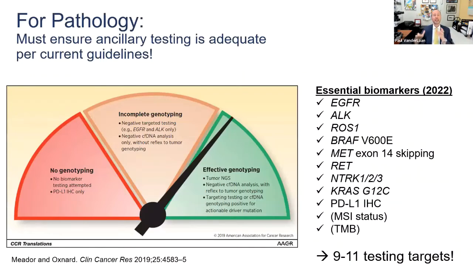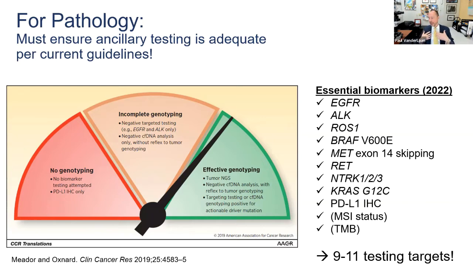In contrast to the 2018 CAP guidelines, where the only three you have to test are EGFR, ALK, and ROS1, at this point in time the NCCN guidelines recommend testing for at least 9 targets: BRAF, MET exon 14 skipping mutations, RET, NTRK fusions, HER2, KRAS G12C, as well as PD-L1 status by immunohistochemistry. And if you also include the pan-tumor biomarkers, including MSI status and tumor mutation burden, there really are up to 11 targets that need to be assayed.